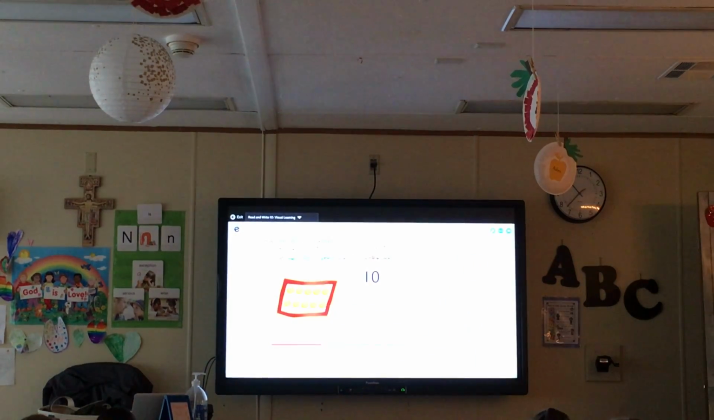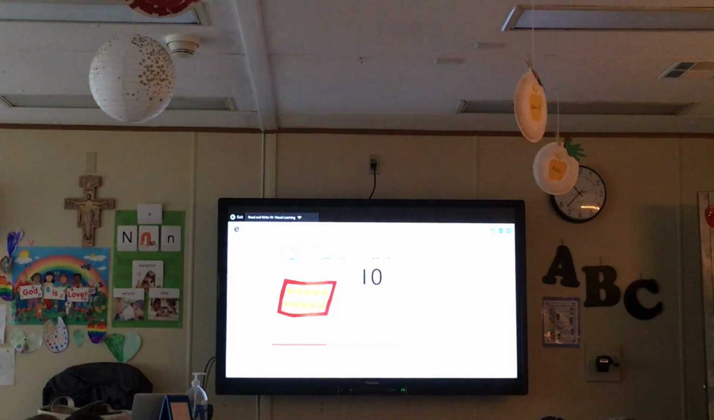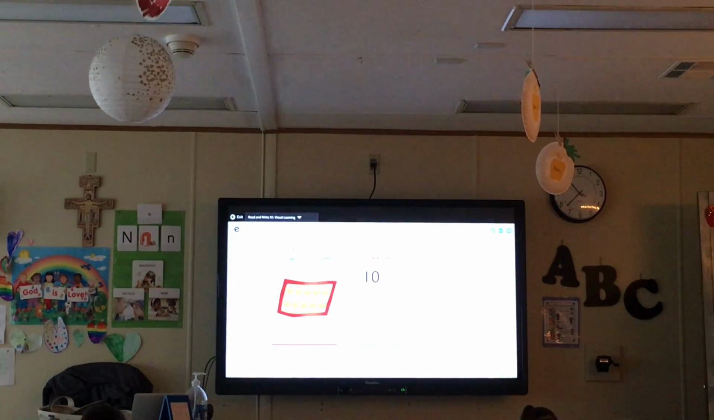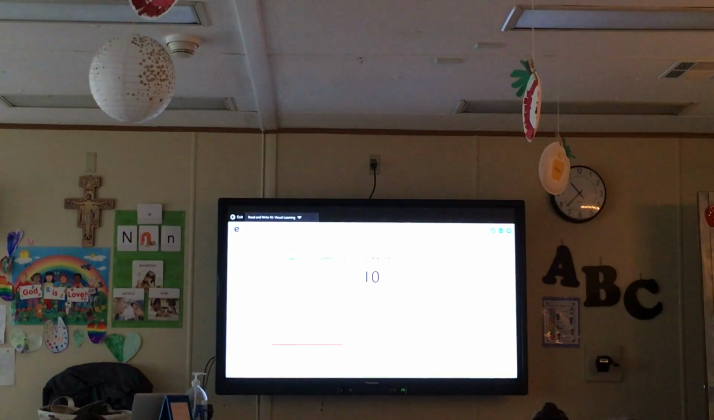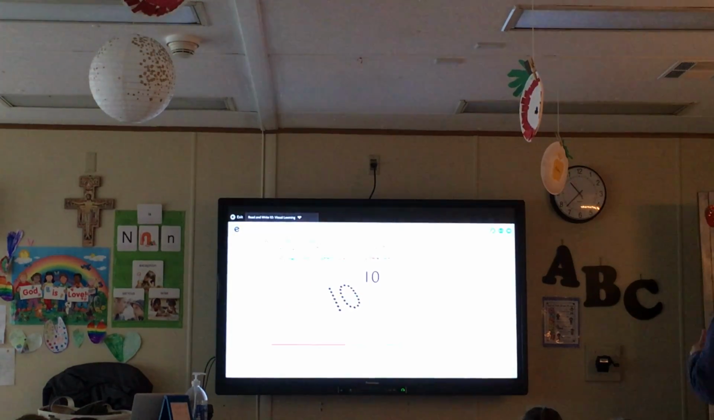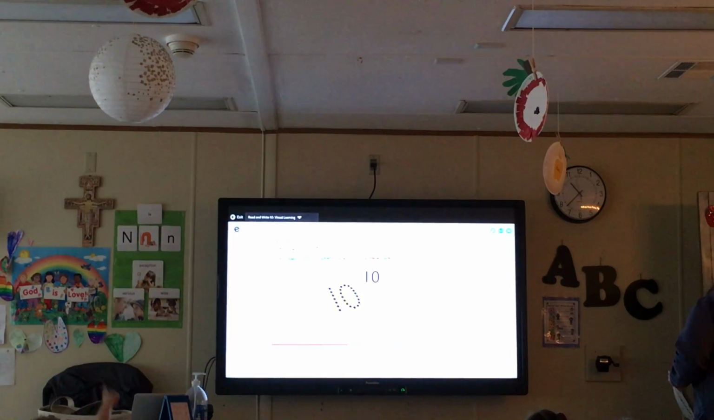How is the bottom picture like the top picture? They both have 10. It shows 10. Good. How is the bottom picture different? It's counted. It shows 10 with counters instead of boats. Very good. What number do you see? 10. Good. It is the number 10.